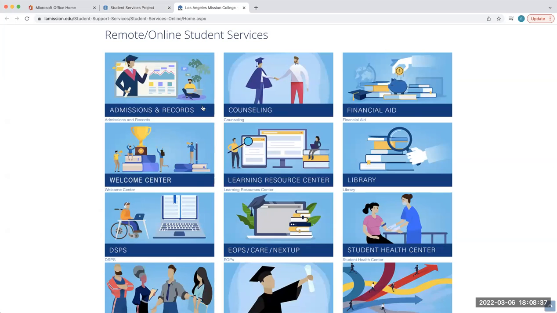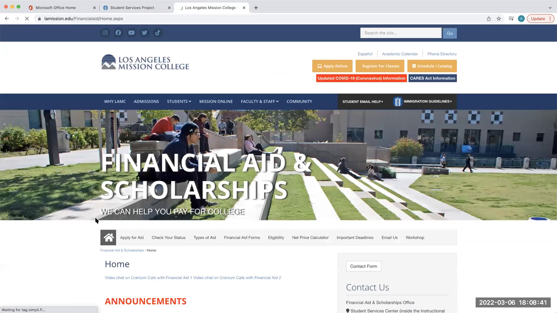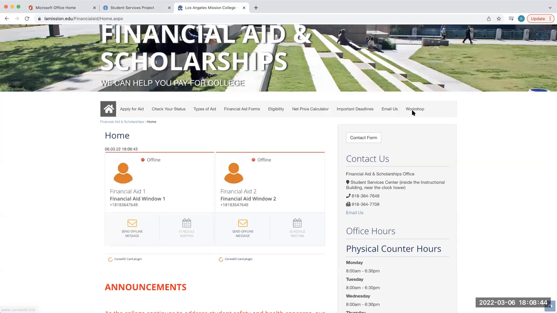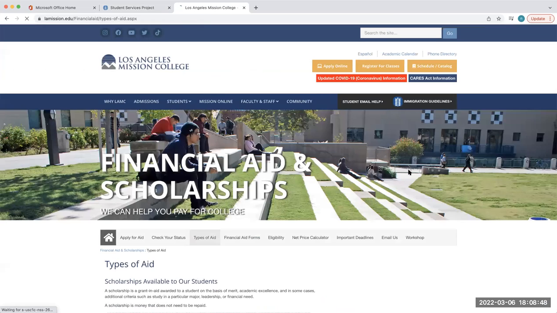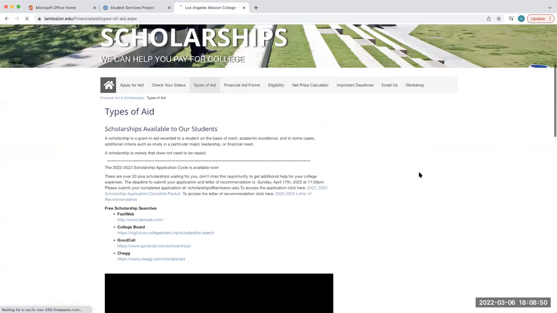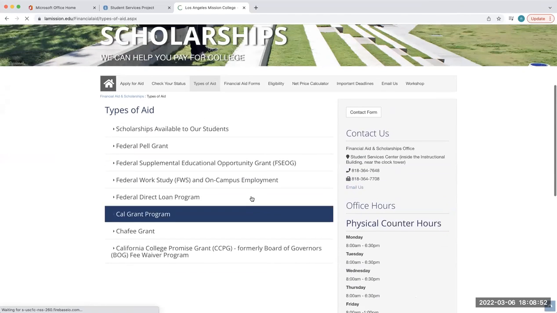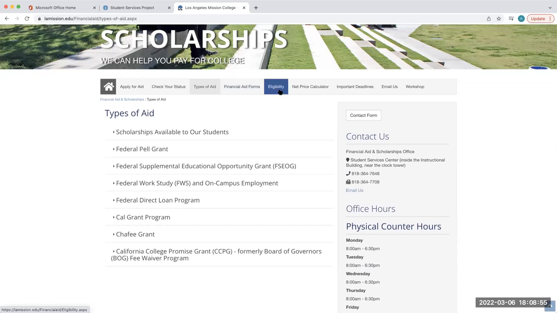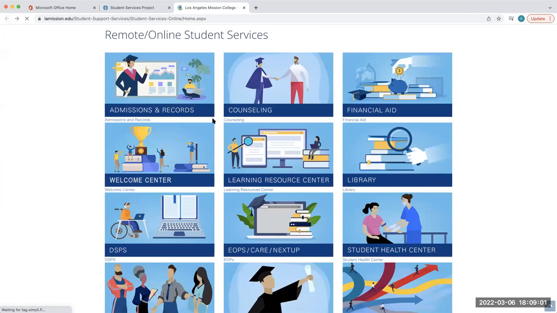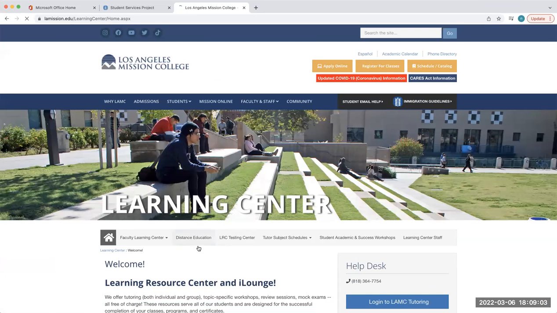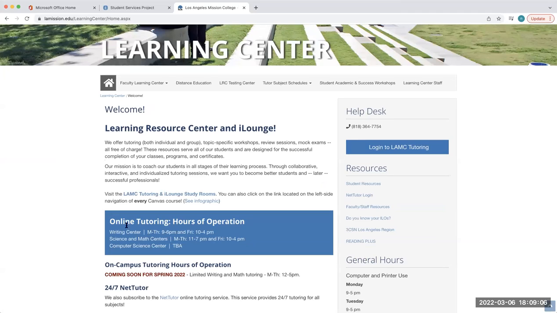And all these tabs have amazing information. Say that you want to learn about financial aid, you can click on here, and not only is it the information on this first page, but all of these have drop down pages. So if you want to learn about what types of financial aid are available, you can look at that. You can look at what it takes to be eligible. If you want to learn about, say, the Learning Resource Center, you can click on here. You can learn what they provide, look at their subject schedules.